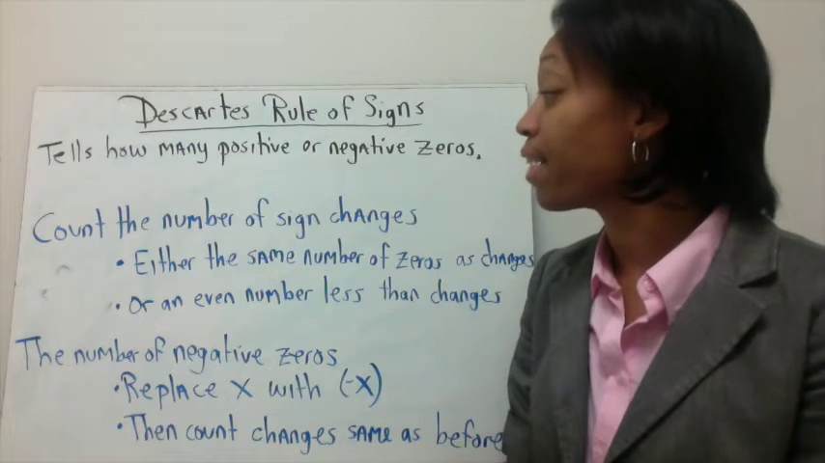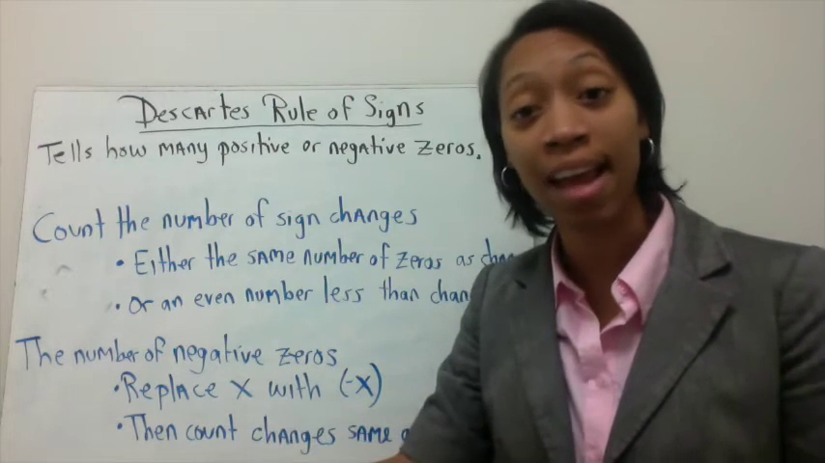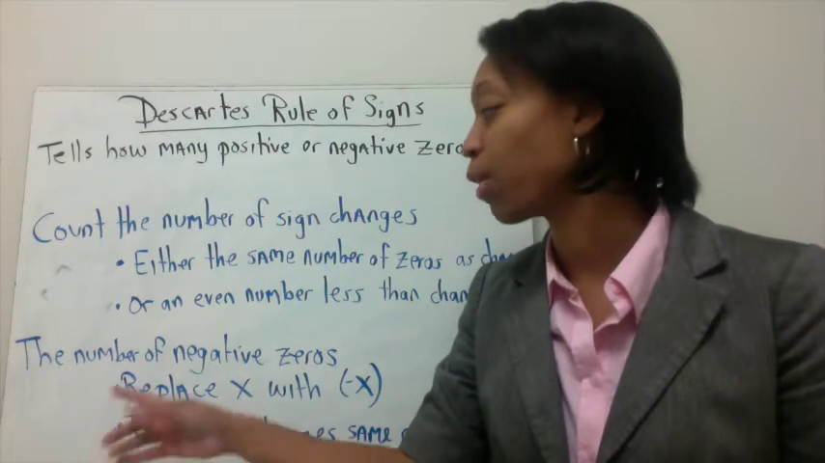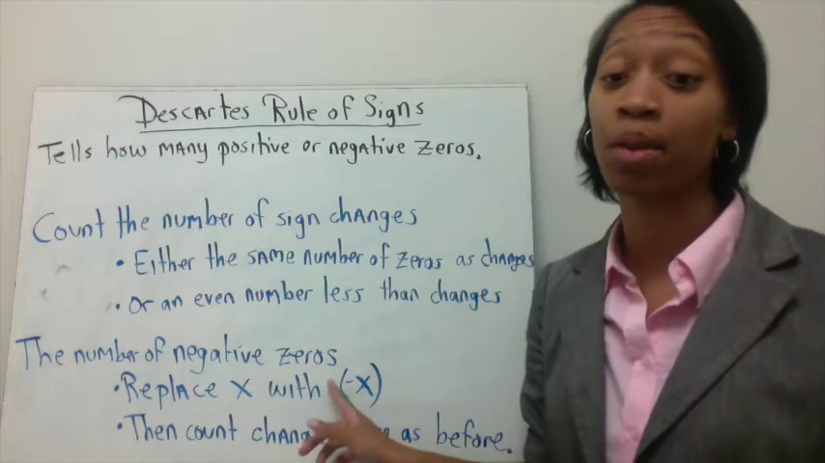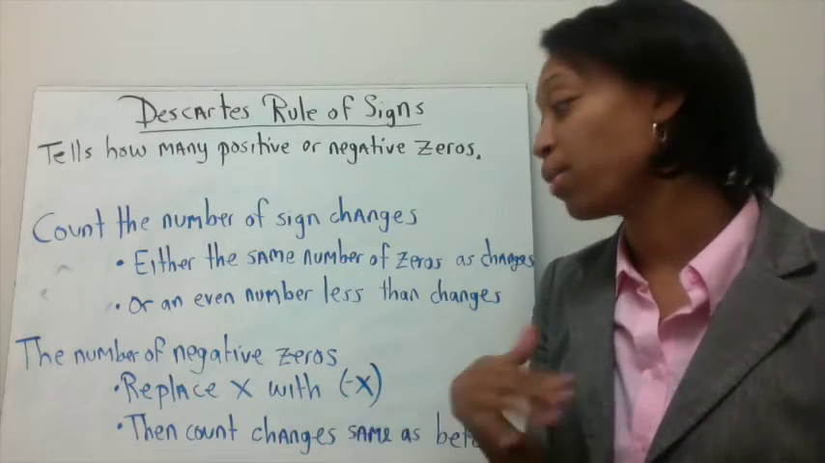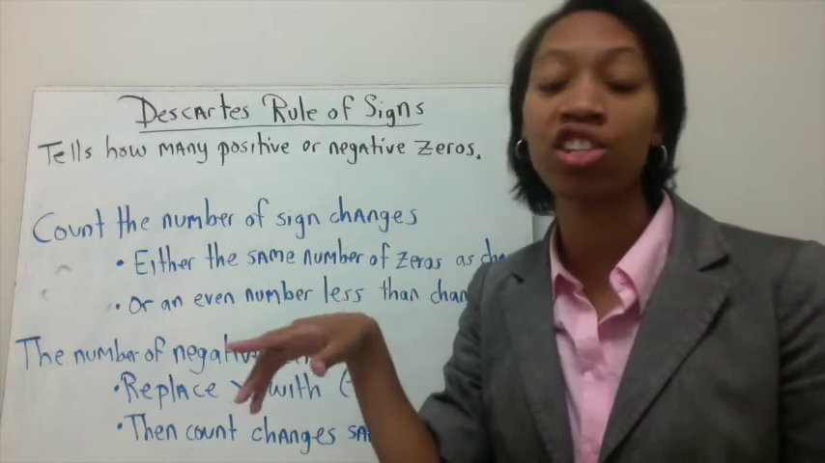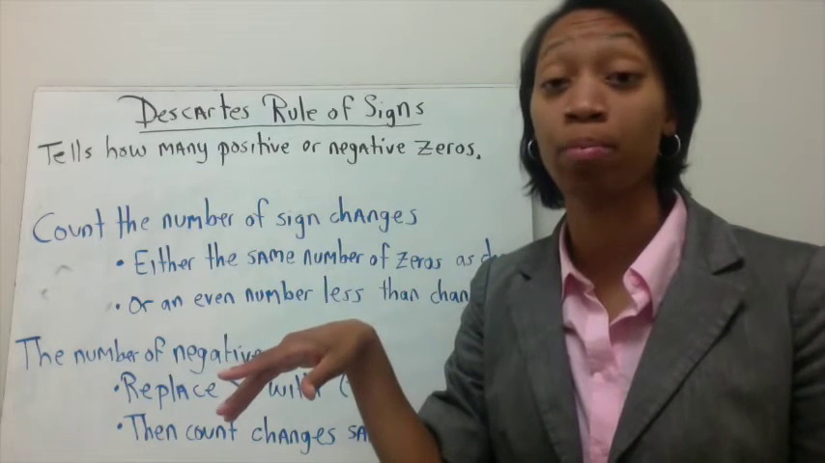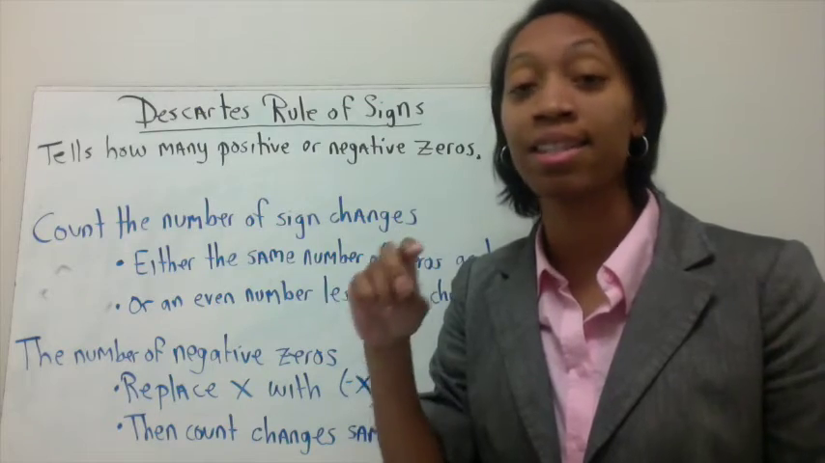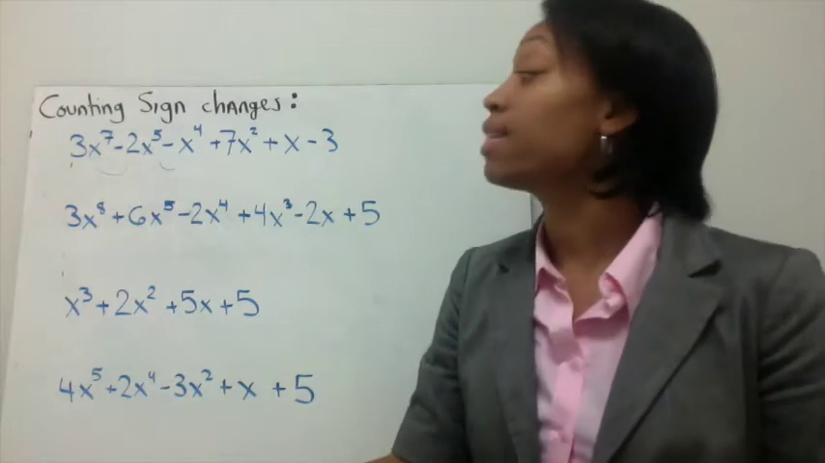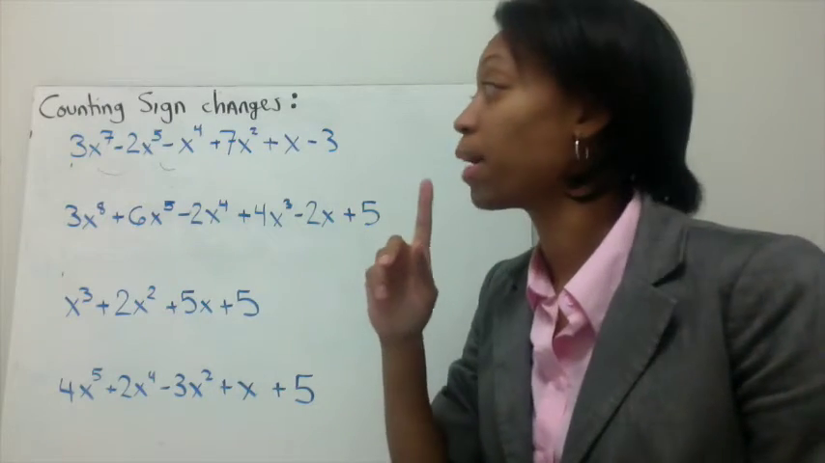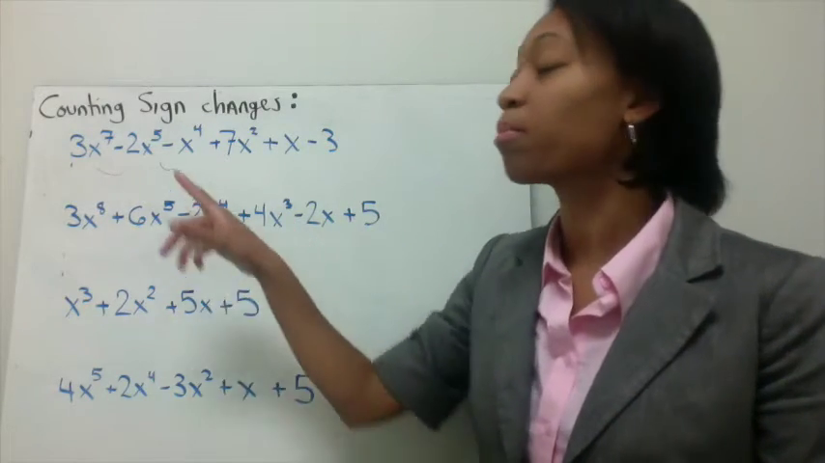Okay. And then if you want to find out how many negative zeros the polynomial has, then what you're going to do is replace x with negative x. And then you count the number of sign changes the same way as before. So let's look at an example of what I mean by that. What do I mean by counting the number of sign changes?